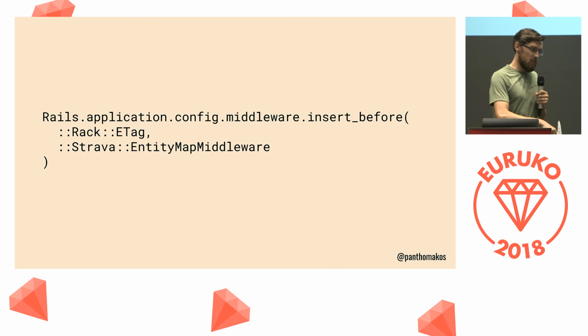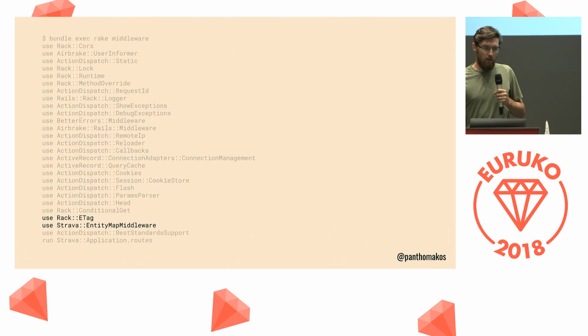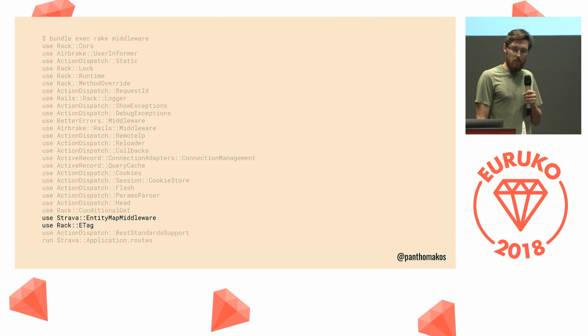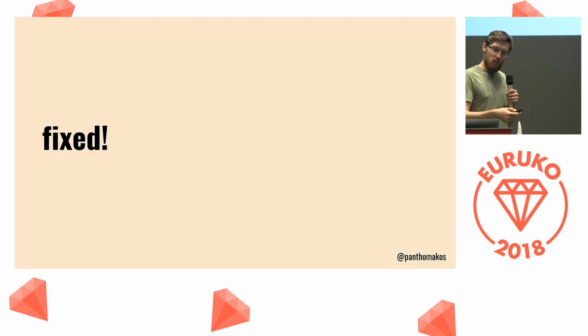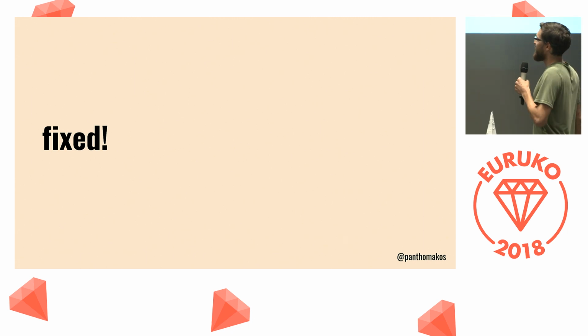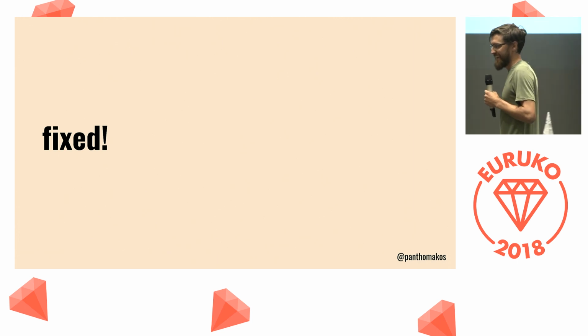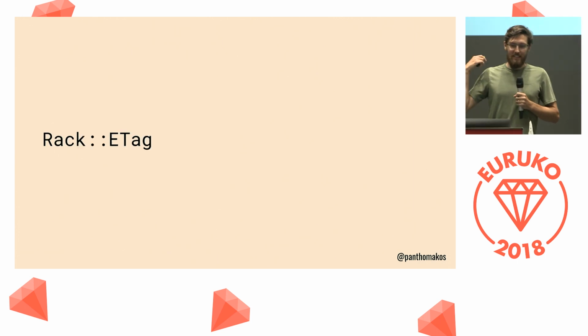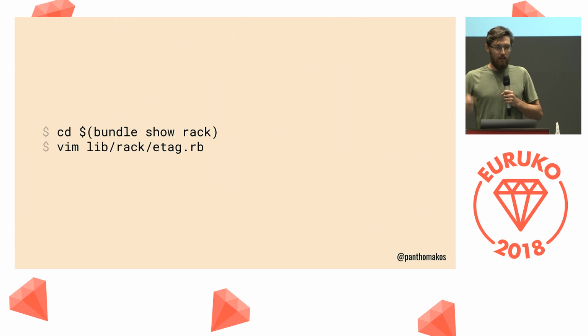We're going to insert the entity map middleware before the rack etag middleware. We're going to go from a stack looking like this to just popping my entity map middleware up one. We're going to refresh the page, and the bug is fixed. It's gone. That was actually the easiest brute force I've ever done. Second time around, so what is rack etag, and why is it messing up my stuff?